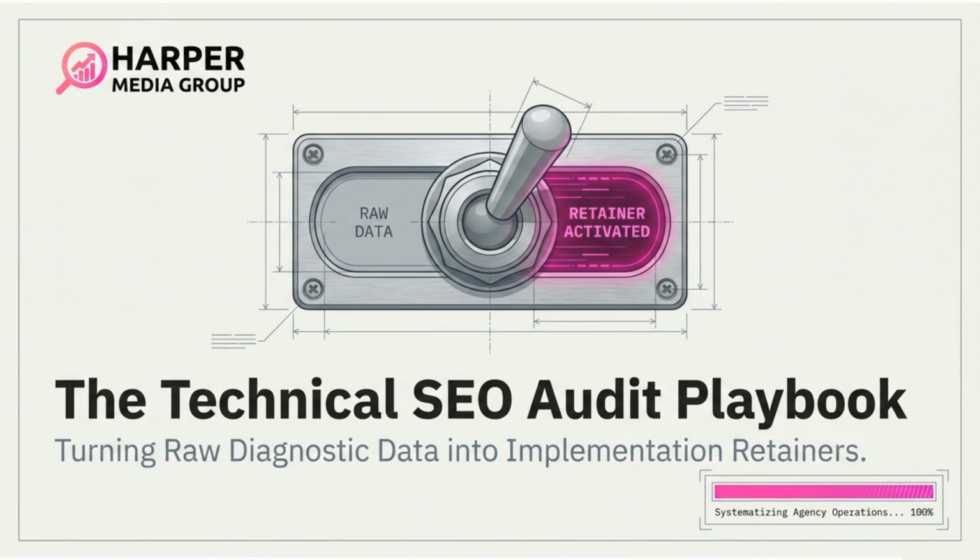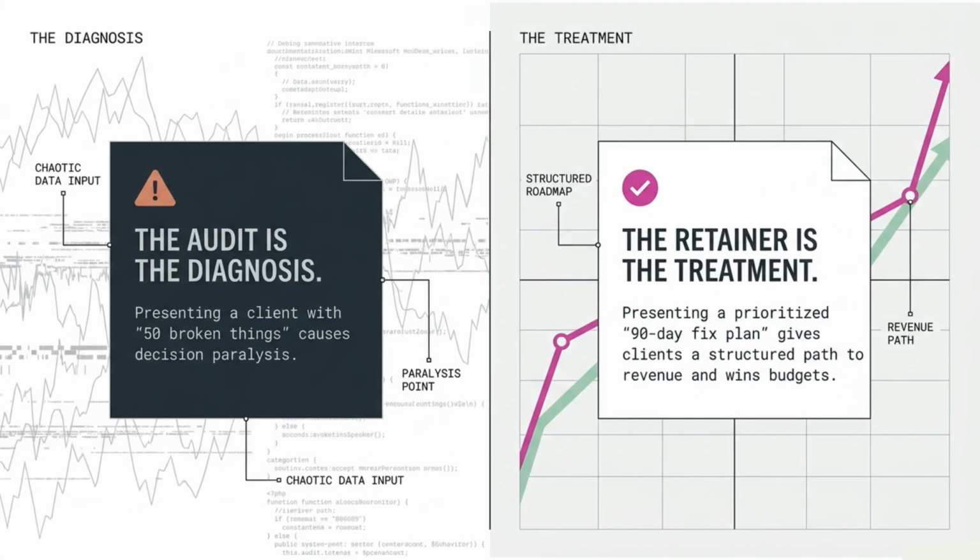This video is about turning raw diagnostic data into implementation retainers, activating the retainer through a systematic approach. The audit is the diagnosis, but presenting a client with too many issues leads to decision paralysis. The retainer, which is a prioritized 90-day fix plan, is the treatment. It gives clients a structured path to revenue and helps win budgets.